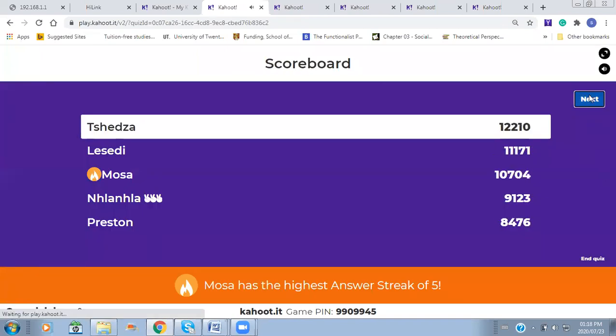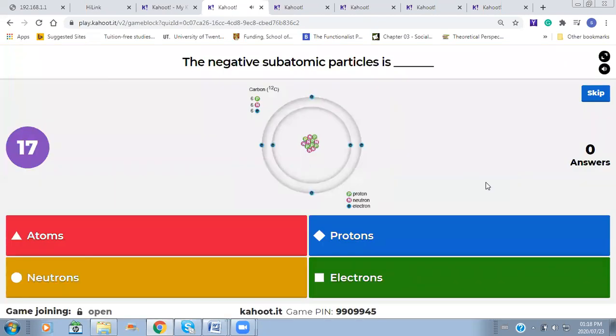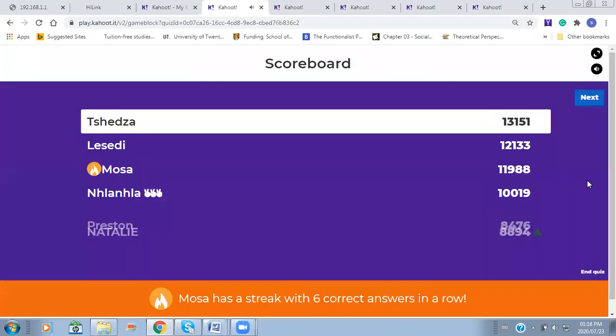All right, let's go. Question 23 of 30. The negative subatomic particle is atoms, protons, neutrons, electrons. Six people got this one right except one. Let's go to the next. Mosa has a streak with 6 correct answers in a row. Congratulations, Mosa. And Natalie was the first person to answer this question.